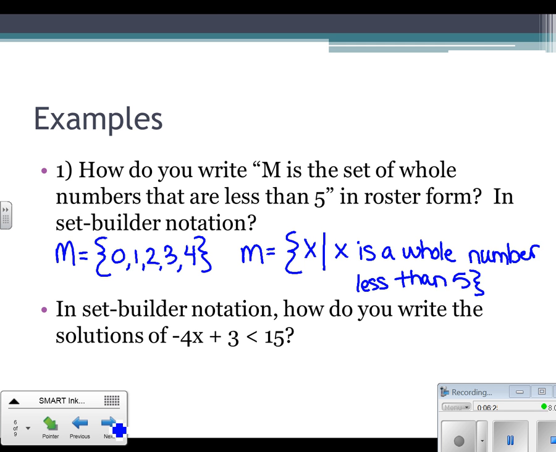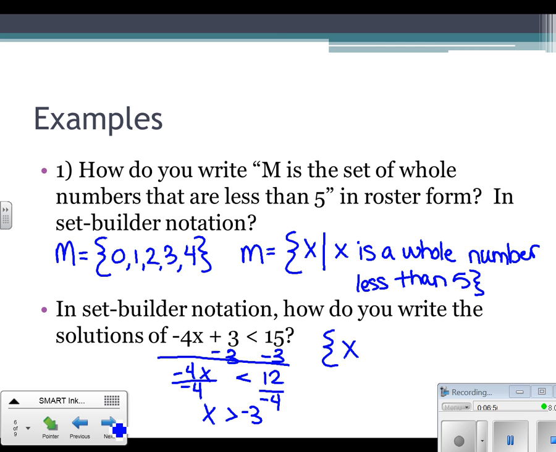In set builder notation, how do you write the solutions of negative 4x plus 3 is less than 15? So we need to solve the inequality. X is greater than negative 3. So in set builder notation, we would say the set of all real numbers X such that X is greater than negative 3.